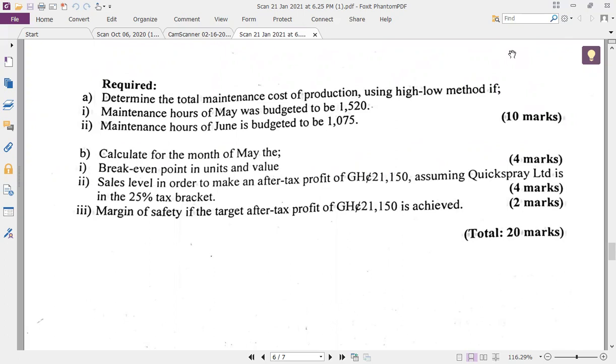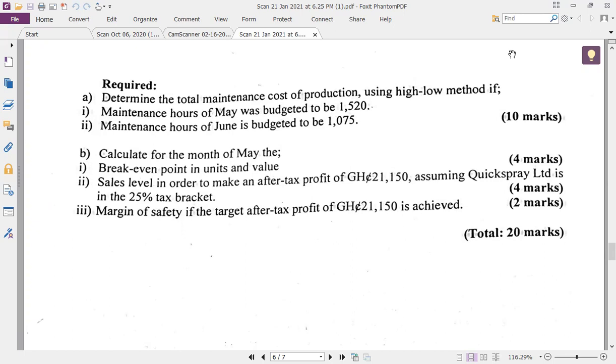Let's be, I need to see the view, sorry. Calculate for the month of May the break-even points in units and in value. When I mention points, it says unit and value. Even if the question doesn't say it, I just mention break-even point. Instead of calculating just the unit, I'll calculate the value too.